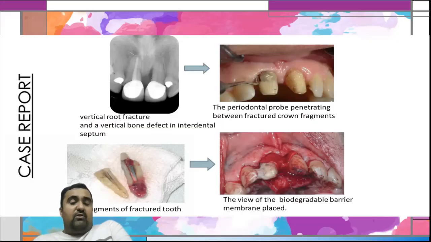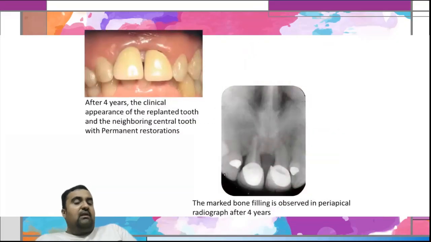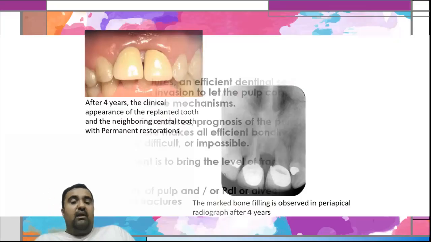A periodontal probe penetrated between the fractured crown fragments, and the fragments of the fractured tooth were extracted. Then a biodegradable barrier membrane, a GTR sort of membrane, was placed. After 4 years, the clinical appearance of the replanted tooth and the neighboring sentinel tooth with permanent restorations can be seen in the upper picture. The same radiographic findings after 4 years, where there is marked bone filling, can be observed in the periapical radiograph.